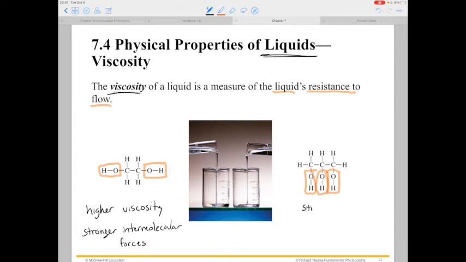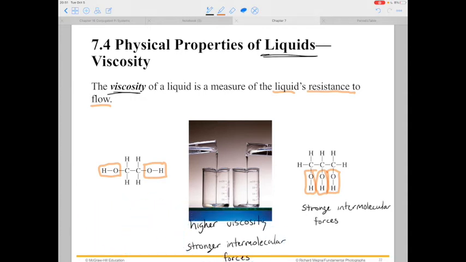So this one is capable of stronger intermolecular forces. Move this over here so we don't get confused. And this one has the weaker intermolecular forces. Because again, this is 2 hydrogen bonds compared to 3 hydrogen bonds. 3 hydrogen bonding regions, or 3 groups capable of hydrogen bonds.